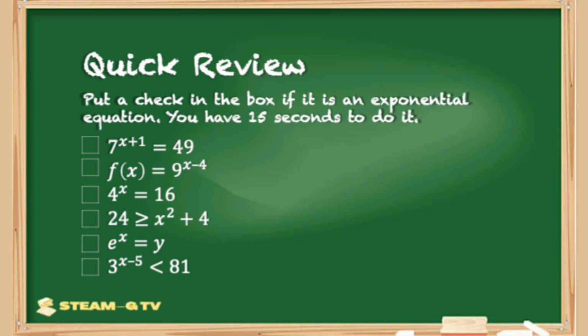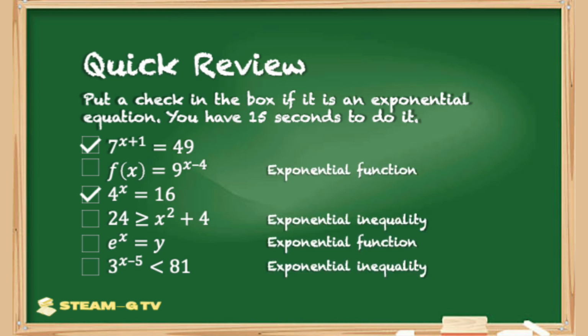Now, let us try to see if you got correct answers. Based on the listed expressions below, we only have two exponential equations. First is 7 raised to the power of x plus 1 is equal to 49, and 4 raised to the power of x is equal to 16. And the remaining expressions are exponential functions and exponential inequalities.